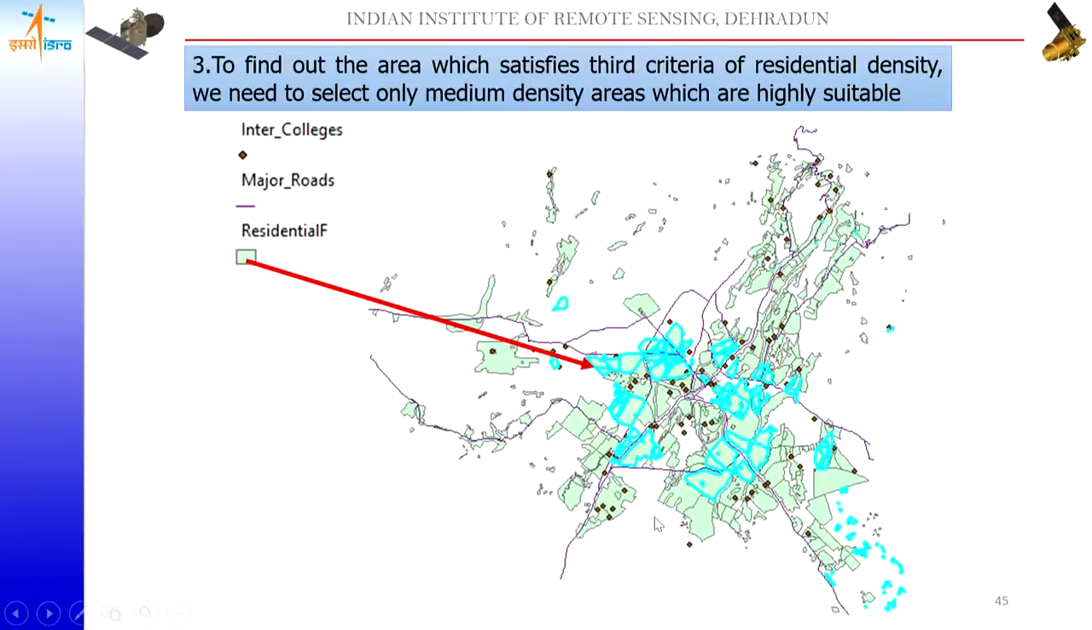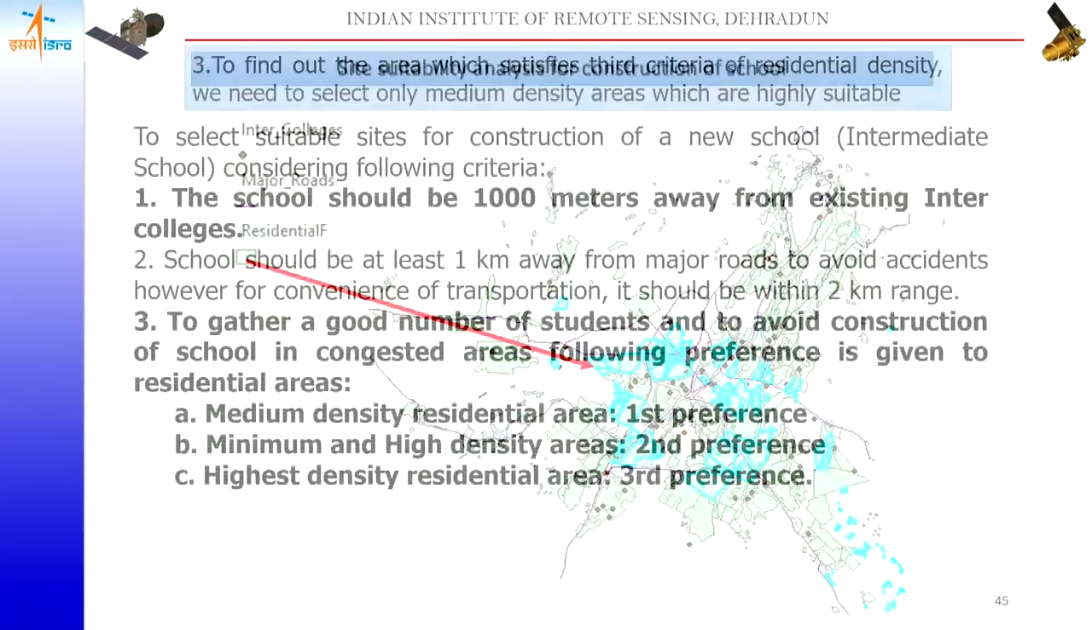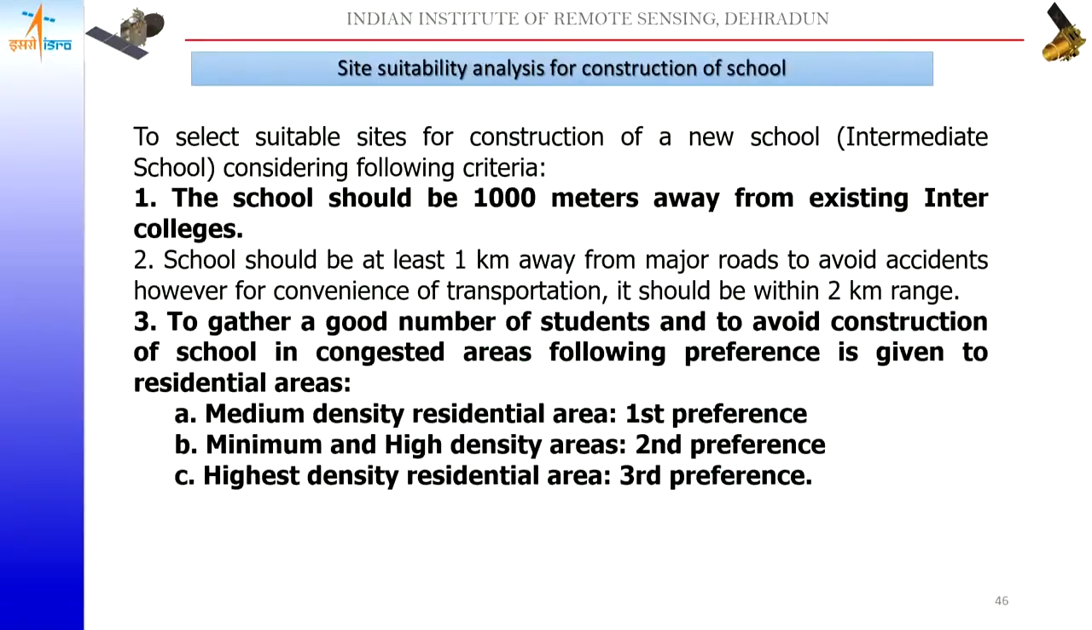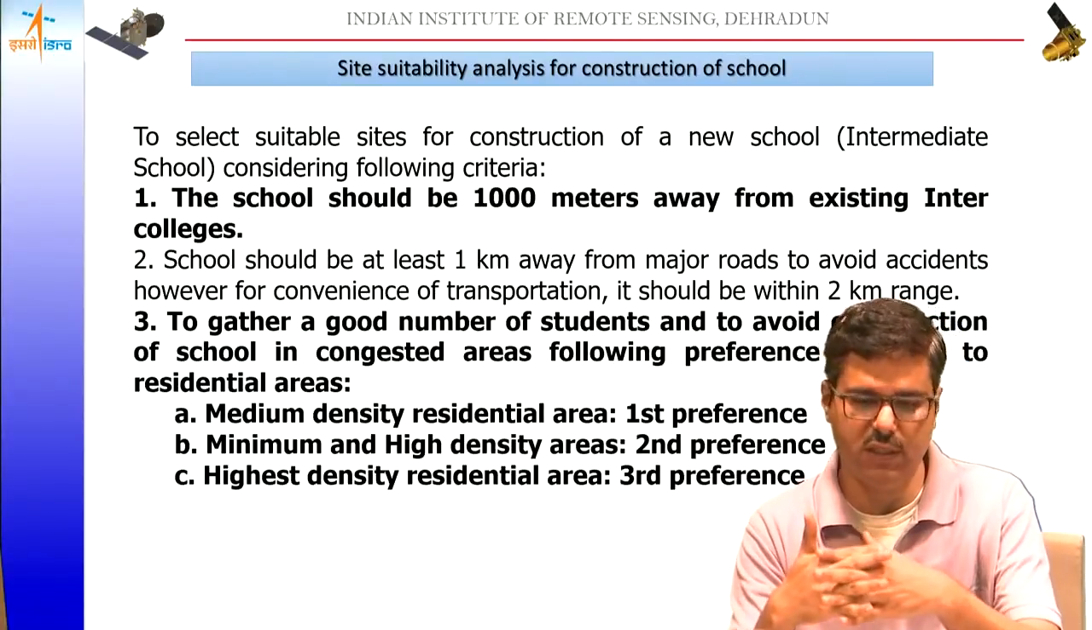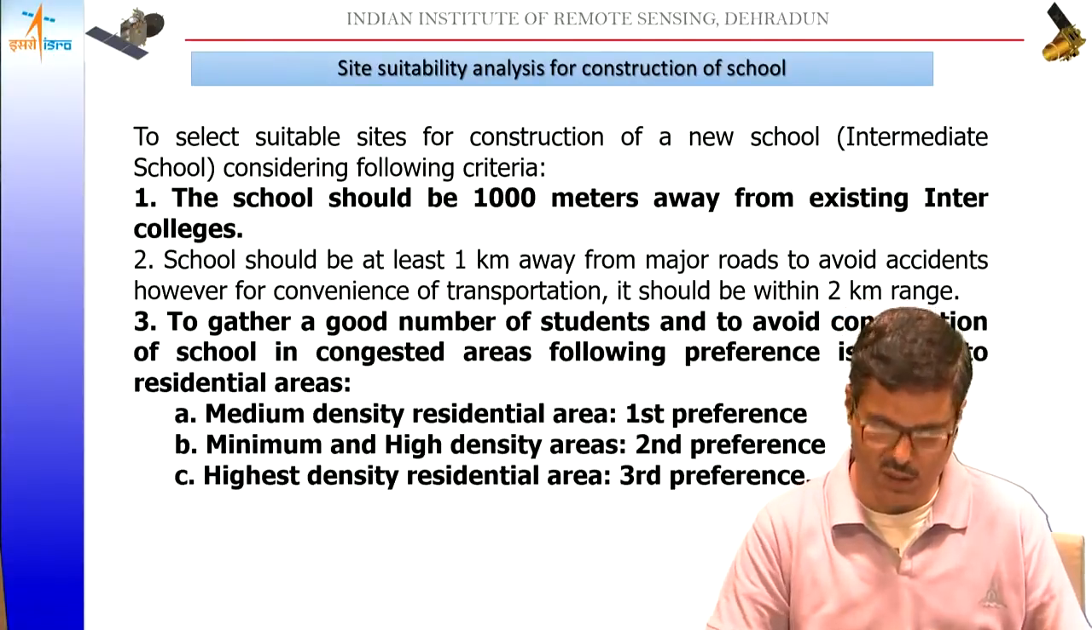So I've got three input layers: inter colleges, roads, and residential. The existing school should be 1 kilometer away, so we make a buffer. For major roads within 1 to 2 kilometers, we have used a multi-ring buffer. For residential, we have used an attribute query for selecting the medium density regions. Now let's consider the first and the third criteria, the school 1 kilometer away from the existing colleges and in the medium density areas.